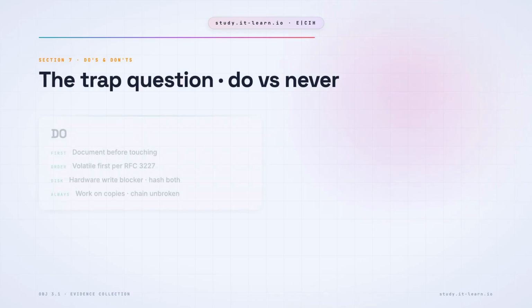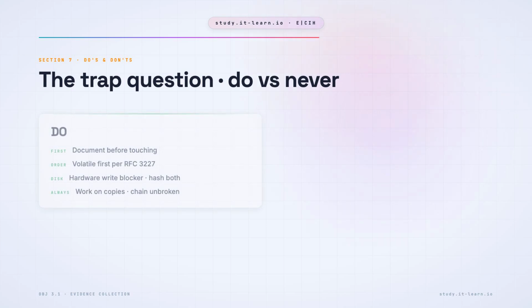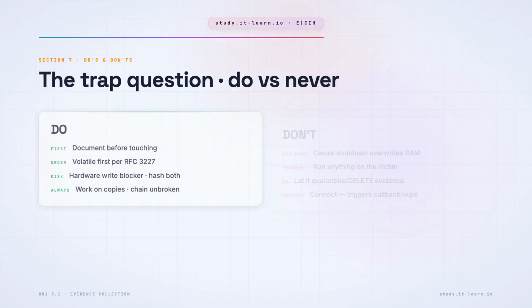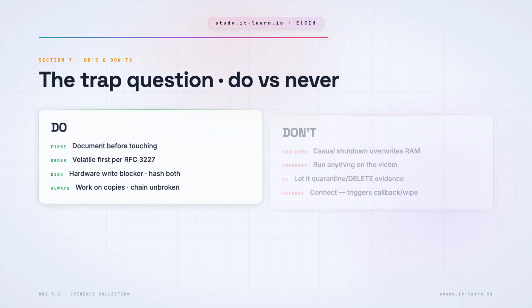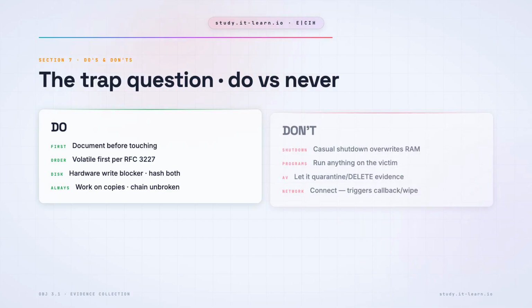The do's. Document before touching. Collect volatile data first per RFC 3227. Use a hardware write blocker for disk acquisition. Hash everything immediately with MD5 and SHA-256. Use trusted external tools. Work on copies, never the original. And maintain chain of custody from first contact.